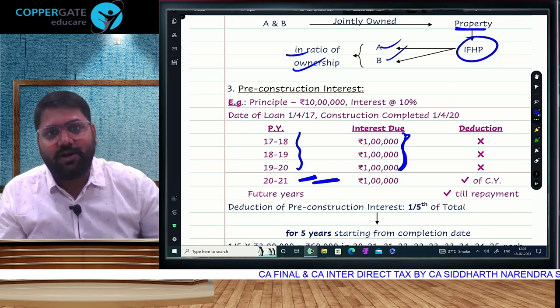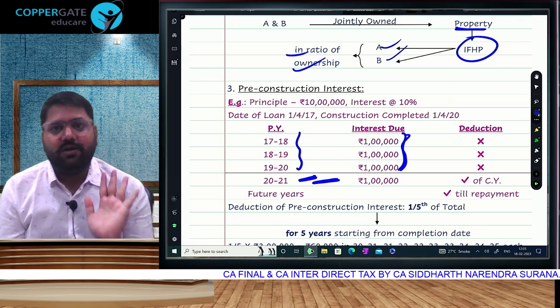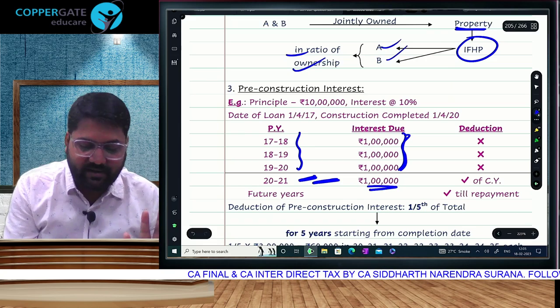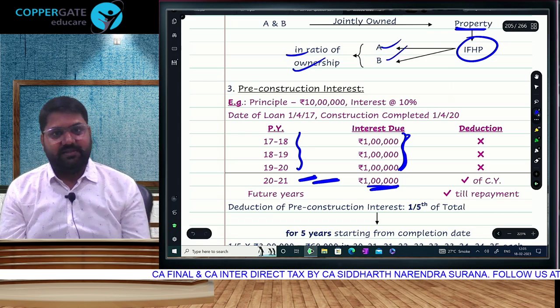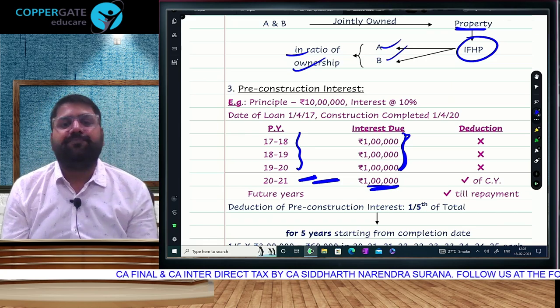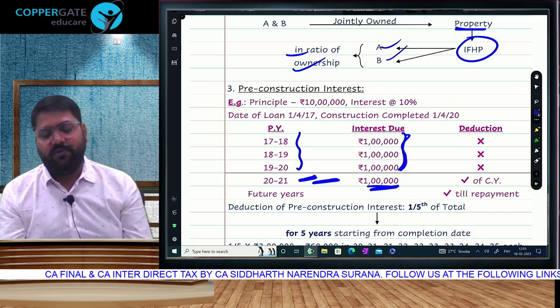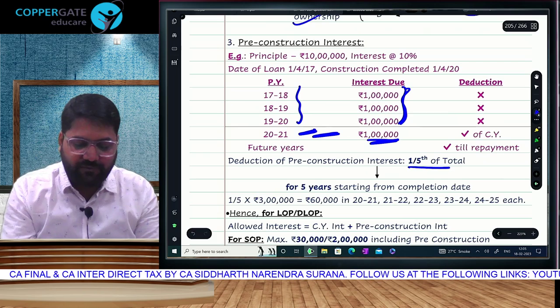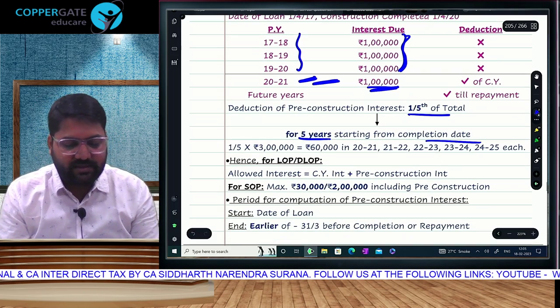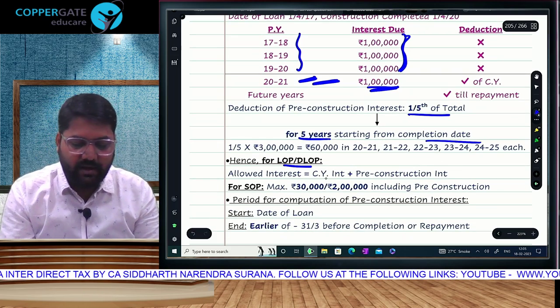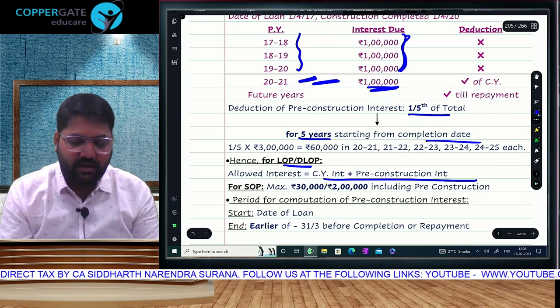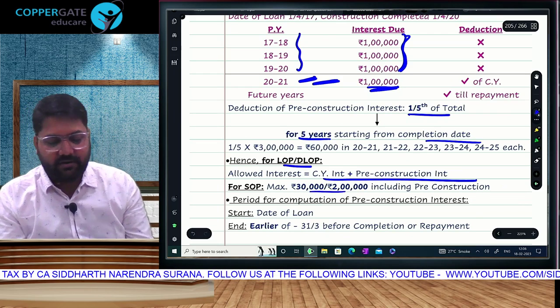In whichever year your computation starts, that plus 4, for 5 years, you can take current year interest plus 1/5 of pre-construction. Current year plus 1/5 of pre-construction. That total, of course, if SOP will be limited and if LOP will be unlimited. 1/5 of total from 5 years starting from completion date. But for LOP, DLOP, it is going to be current year plus pre-construction. And for SOP, it will be restricted to the limit.